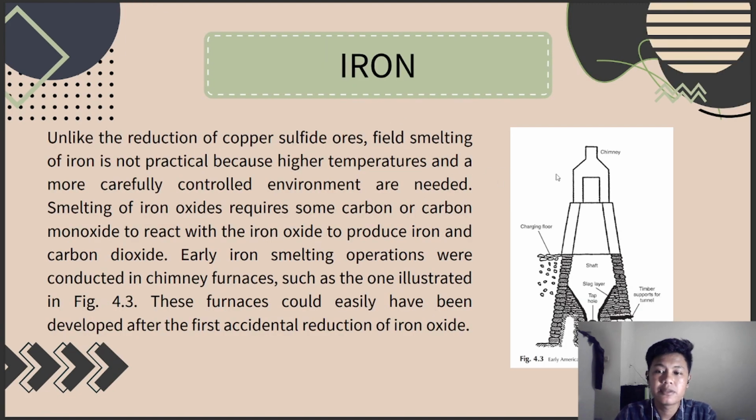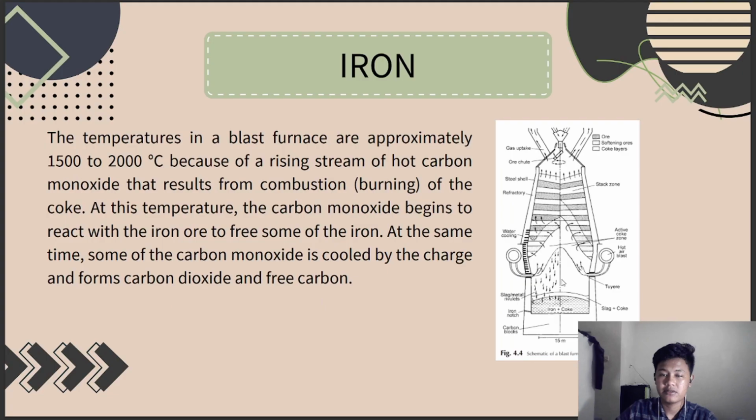Next topic is iron. Unlike the reduction of copper sulfide ores, field smelting of iron is not practical because higher temperatures and a more carefully controlled environment are needed. Smelting of iron oxides requires some carbon or carbon monoxide to react with the iron oxide to produce iron and carbon dioxide. Early iron smelting operations were conducted in chimney furnaces, such as in this picture. This furnace could easily have been developed after the first accidental reduction of iron oxide.